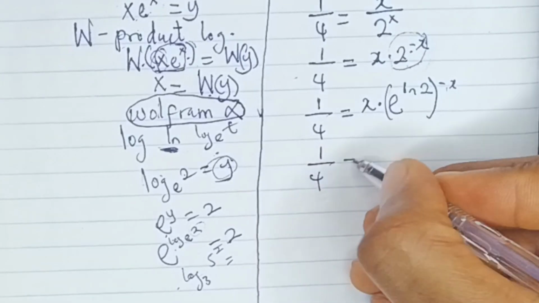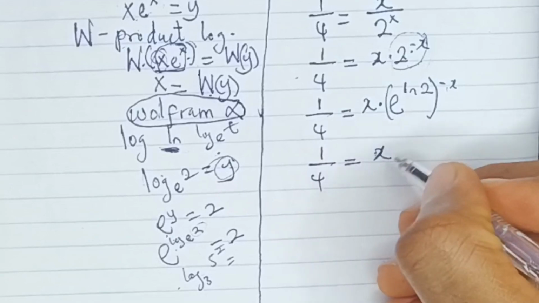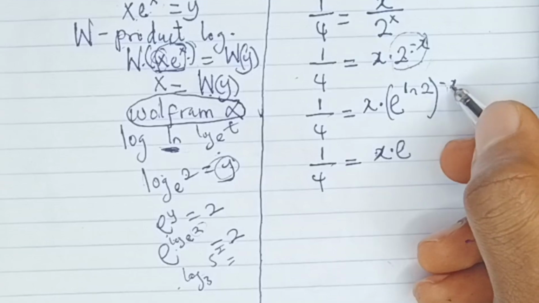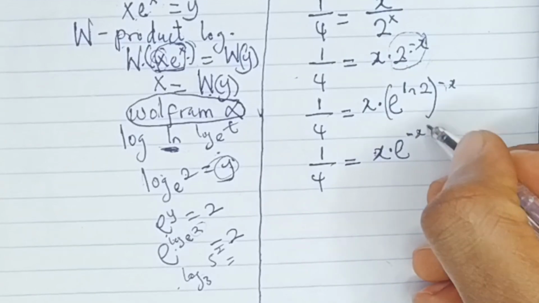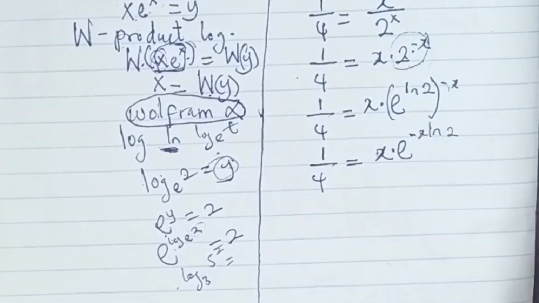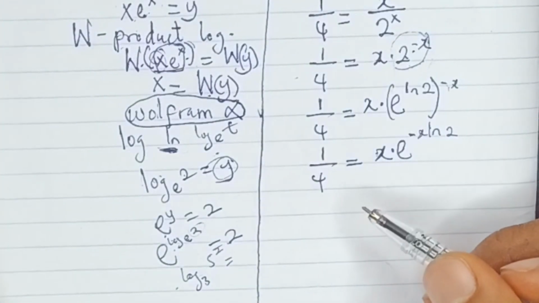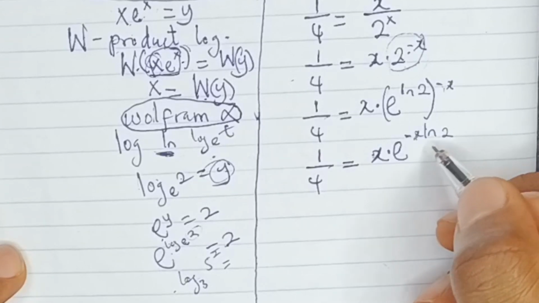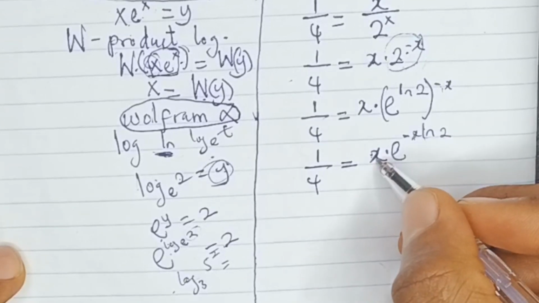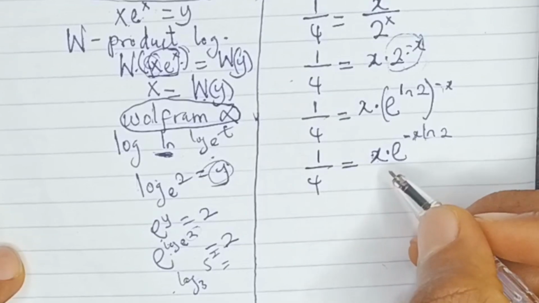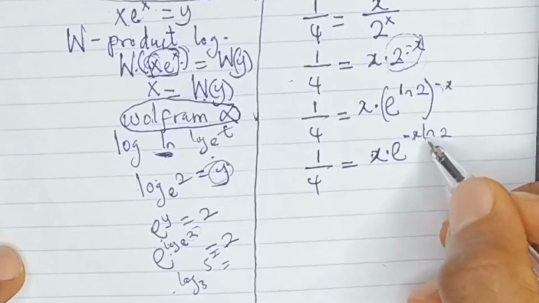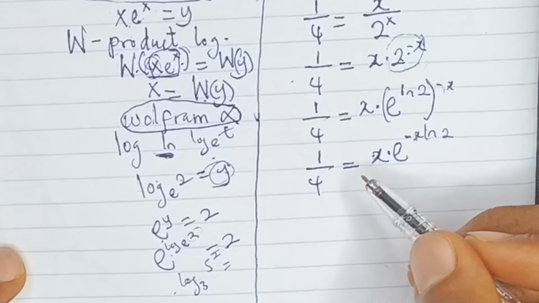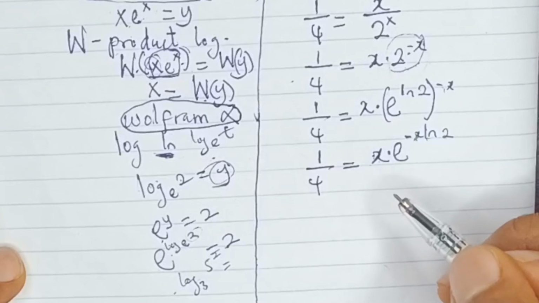I have that 1 over 4 is equal to x times e raised to the power of, now, minus x natural log of 2, just like this. Now this is where we start seeing the answer a bit. You have negative x and ln 2, and here you have positive x only. And recall that if we want to apply our W formula, we need the same thing here and here. But we don't actually have the same thing here and here. So how are we going to end up getting something similar here and here?